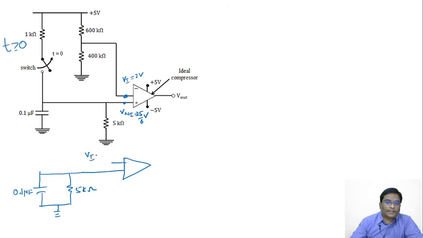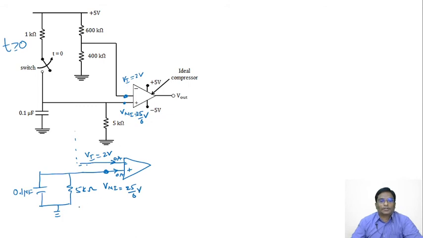This is inverting. Okay, this 2 volts here. This part of the network is there. No current flows into the ideal op amp, and here also no current flows into this one. This is a non-inverting terminal. This voltage is nothing but 25 by 6 volts.